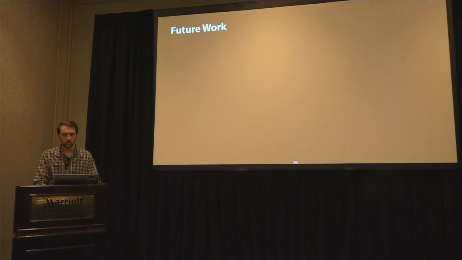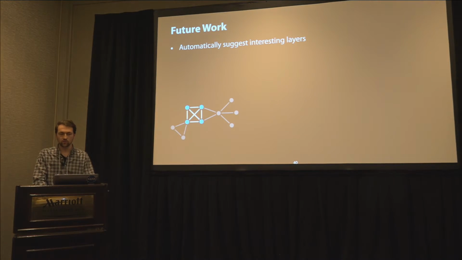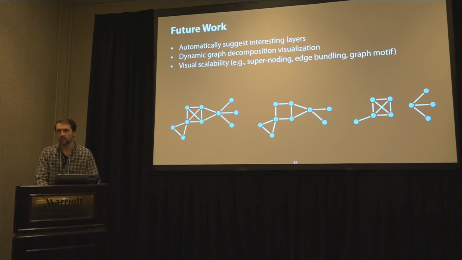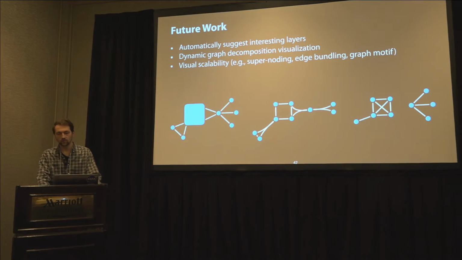So just to wrap up, some future work here. There could be some potential future directions to automatically suggest interesting layers as opposed to just a visual encoding. There could be some algorithmic way to suggest which layer to start with. All the graphs we looked at were also static, so just at one time point, but it could be worth looking at decomposing graphs that vary over time. And then also some visual scalability techniques just to help with those hairball messes as well. So these are things like supernoding, edge bundling, and then some better motif algorithm computation to find out what sort of components could be within a layer.